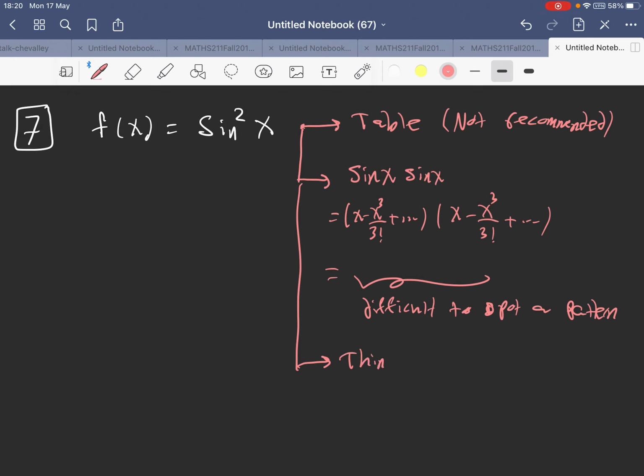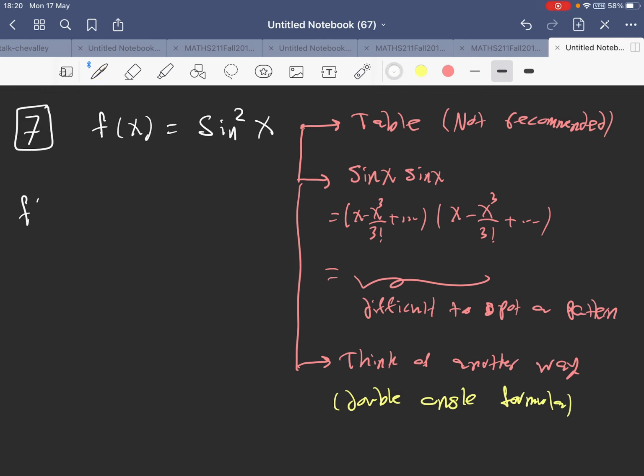Option 3, think of another way, which is the same way we did it when we did integration of sine square of x. Do you remember when we did integration for sine square of x? We used a formula. Pause the video and remember the formula. Exactly, the formula is the double angle formula. And what's the double angle formula?